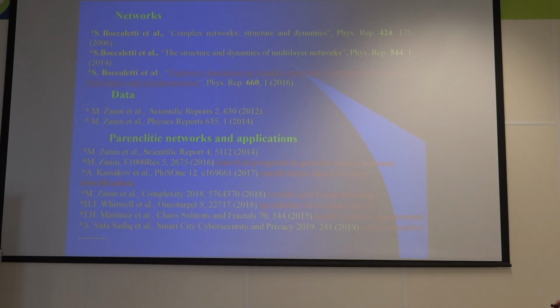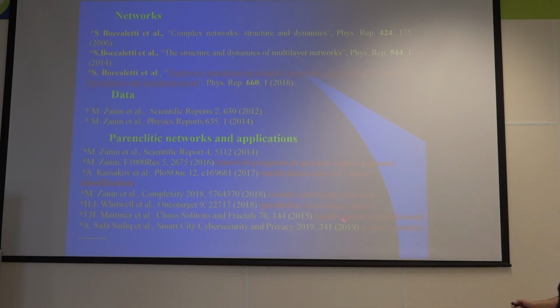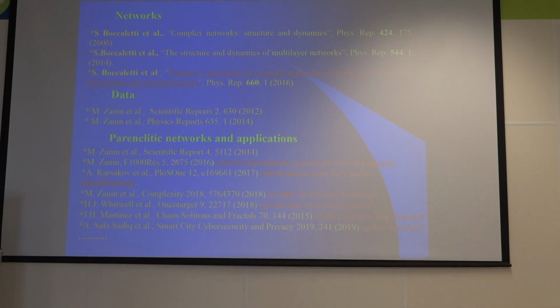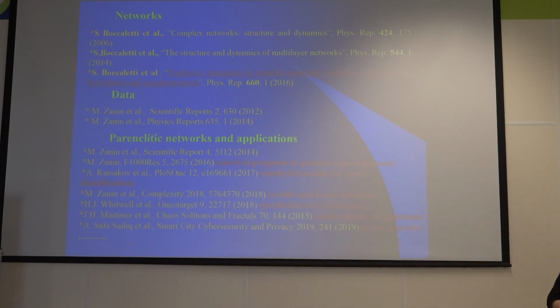Then, parenclitic networks. There are many papers together with physics today. The method is from 2010, but recently it has been applied, not by us but by other groups in the world, to very different situations. There is a paper in which they apply our method for survival prognosis in prostate cancer patients, to see the expected lifetime of these males. Other people, in PLOS ONE 2017, used methylation data for cancer identification.